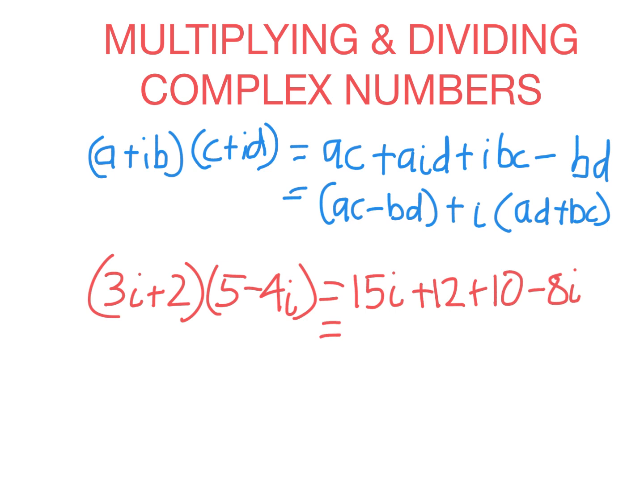So we just collect the real parts. 12 plus 10 is 22. The imaginary parts, 15i minus 8i is 7i. And we're done. All right, let's now look at dividing.